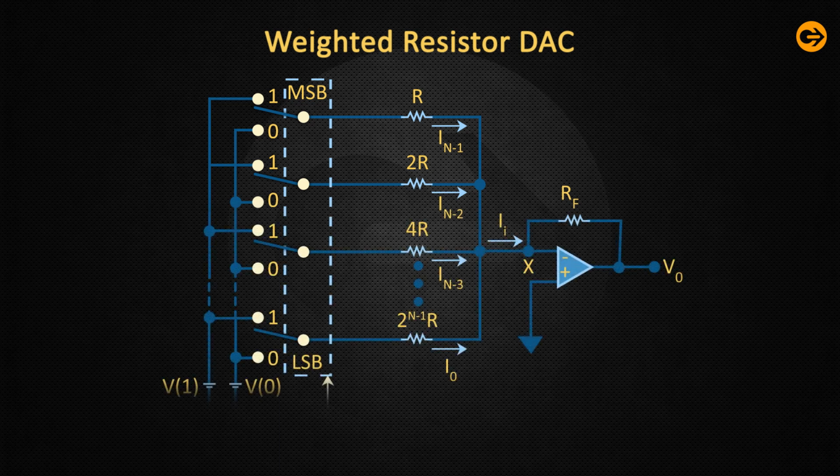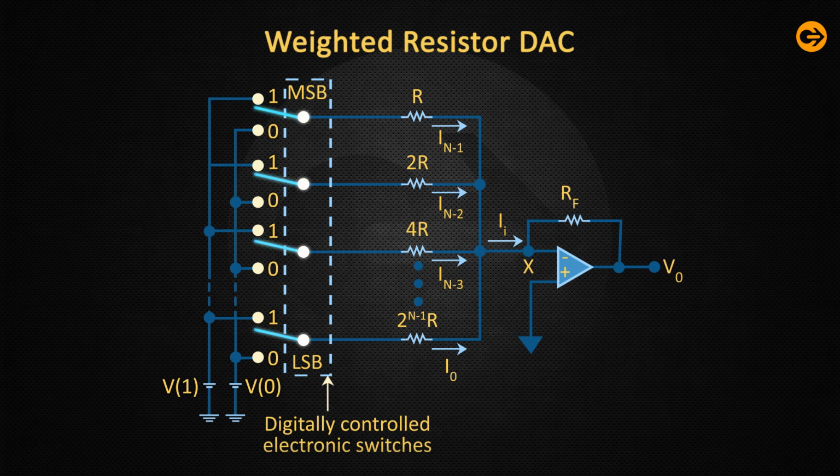Since the resistance values are weighted according to the binary weights, hence the name is given as weighted resistor DAC. A switch is connected to position 1 or 0 for digital input for the corresponding bit being 1 or 0. The voltage applied across resistors is V1 if the switch connected is in position 1 or V0 if the switch is connected in position 0.